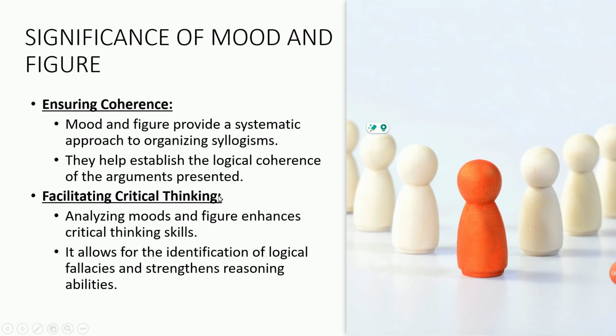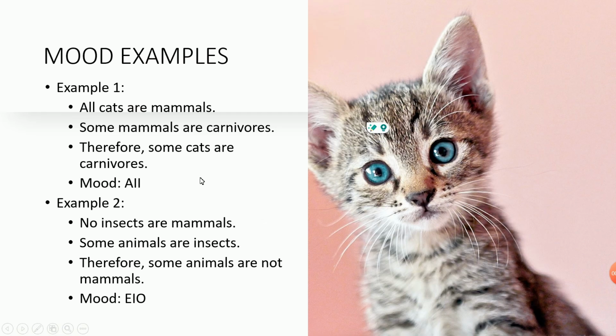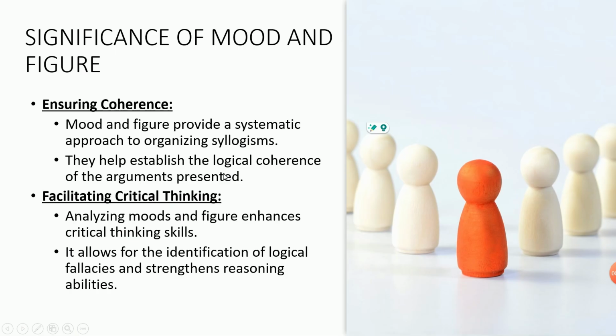Next, facilitating critical thinking. After learning about this, when you approach a question or similar types of statements, you will know to find which is the middle term. So you learn to analyze critically. Analyzing moods and figures enhances critical thinking. It allows for the identification of logical fallacies and strengthens reasoning abilities. So these are the significance of mood and figure. So the mood and figure part is over.